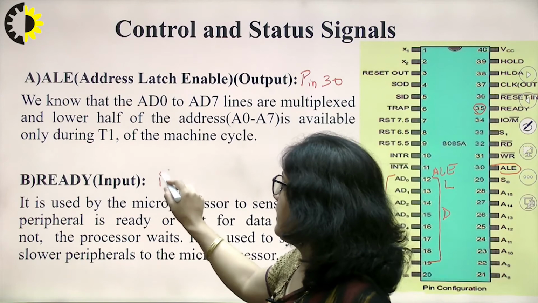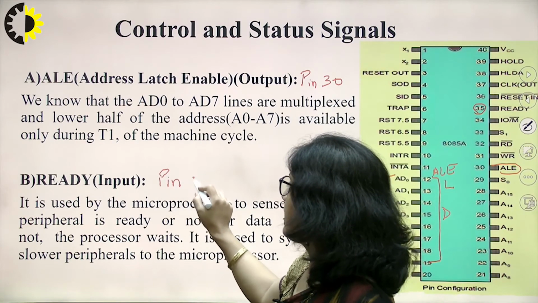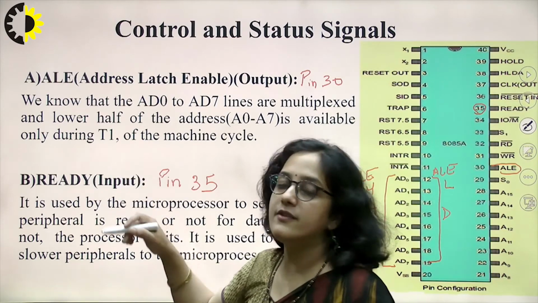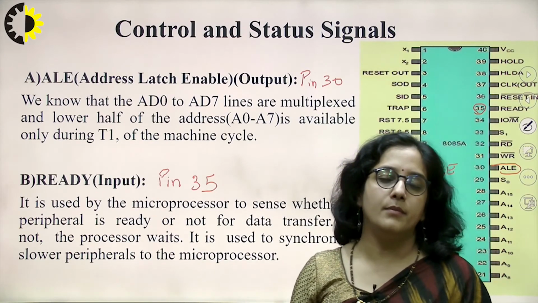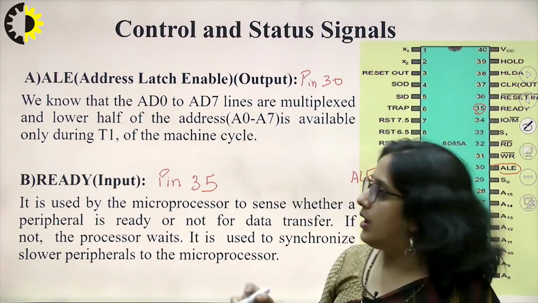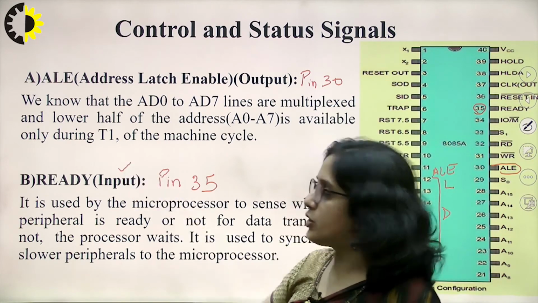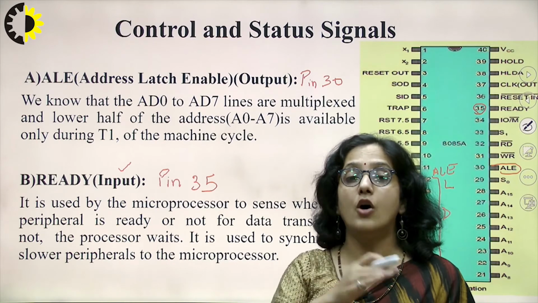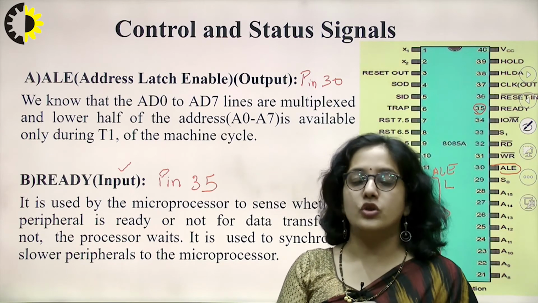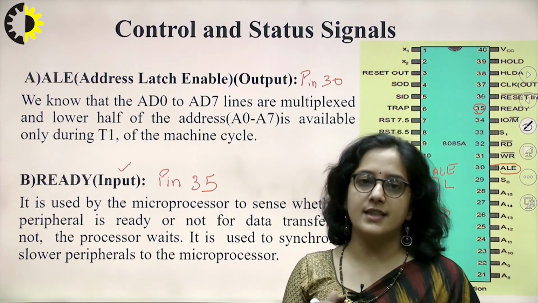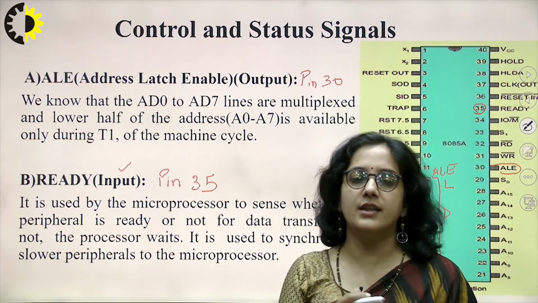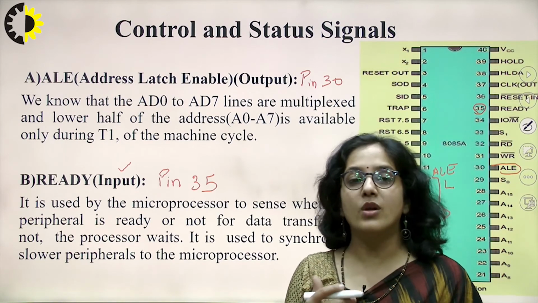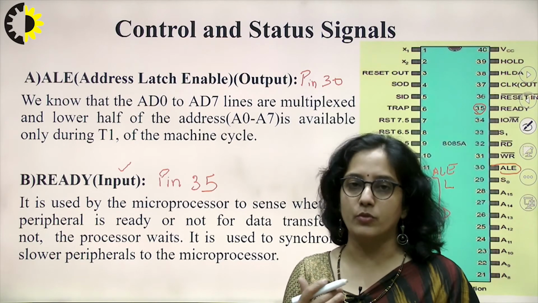Okay. So, pin number 35 is working as an input signal. Here I am writing, if we remember the signal flow diagram, this ready signal is an input to the microprocessor. This ready signal is generated from an outside device to the microprocessor. This ready signal is generated by any other device, indicating that the device is now ready for communicating with the microprocessor.